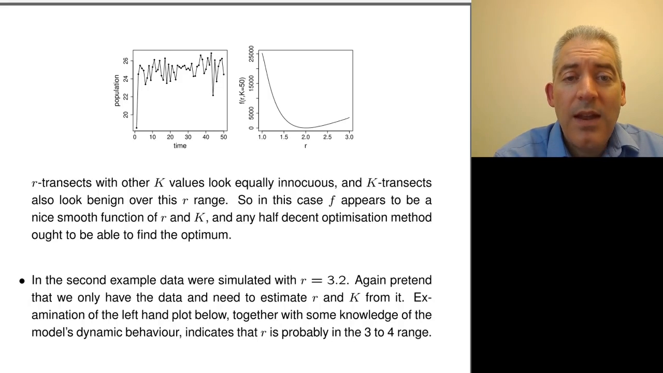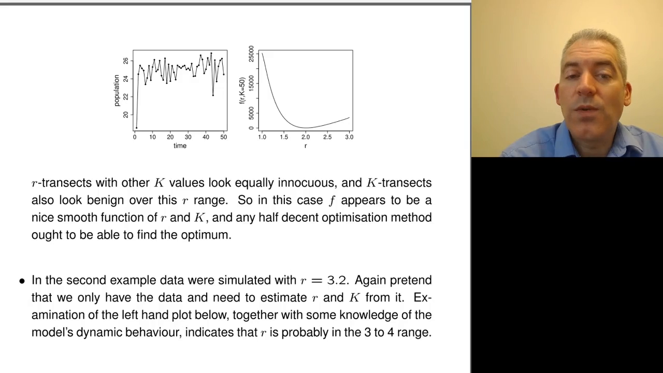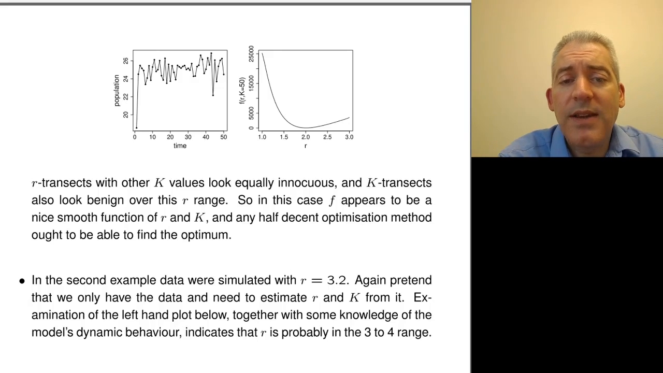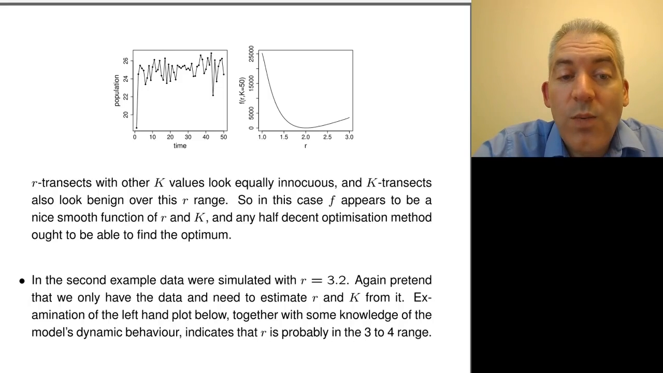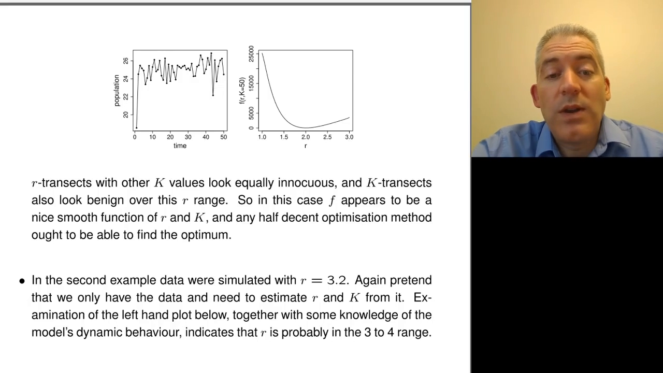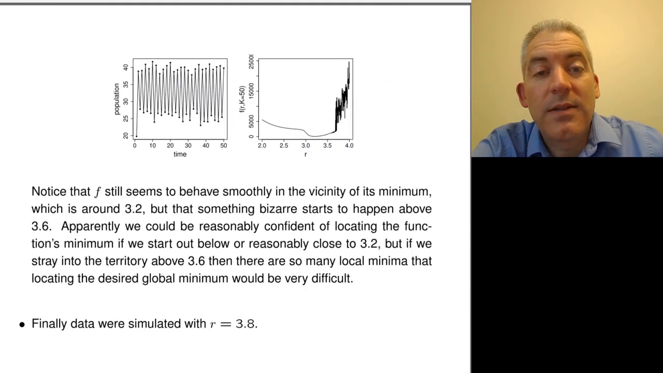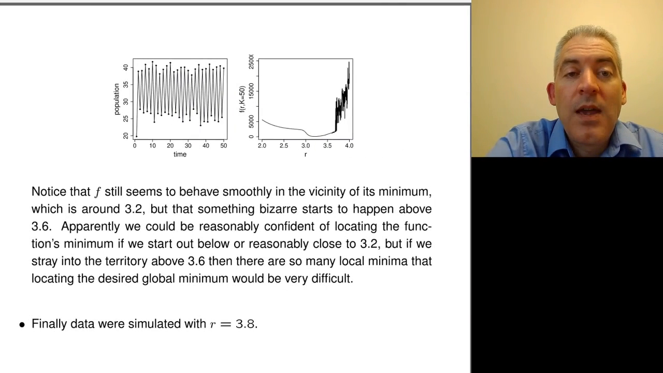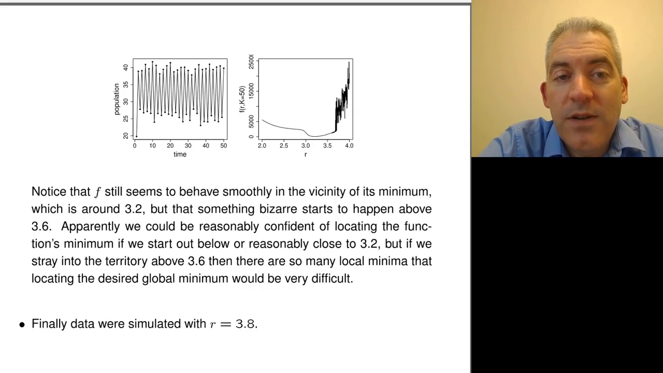Okay. Now let's look at what happens for different growth rates. So if instead of simulating data with R of 2, we simulate the data with an R of 3.2, then we're going to, again, pretend that all we have is the data and we want to estimate R and K from it. How do we get on in this case? Well, in this case, things are not so straightforward. The data we see looks a bit different. It's got this oscillatory behavior.